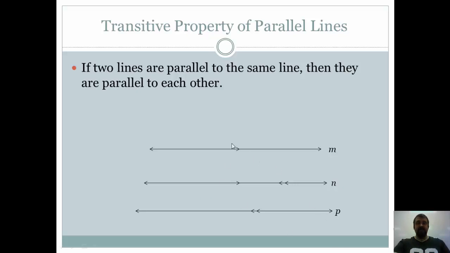So in this case, I have line M and line N being parallel based on these markings, and I have line N and line P being parallel based on these markings. Well, that should mean line M and line P should also be parallel. And that's what the transitive property says. If I have these two sets being parallel, both being parallel to N, then they have to be parallel to each other.